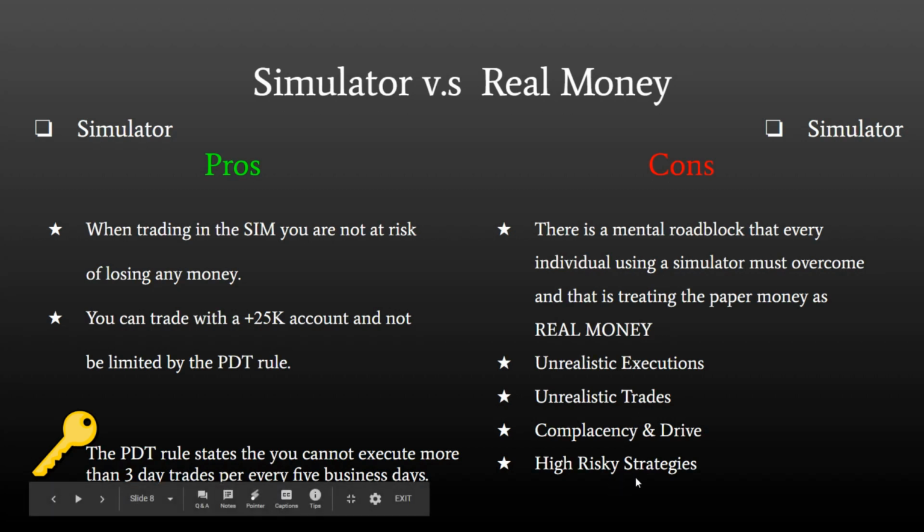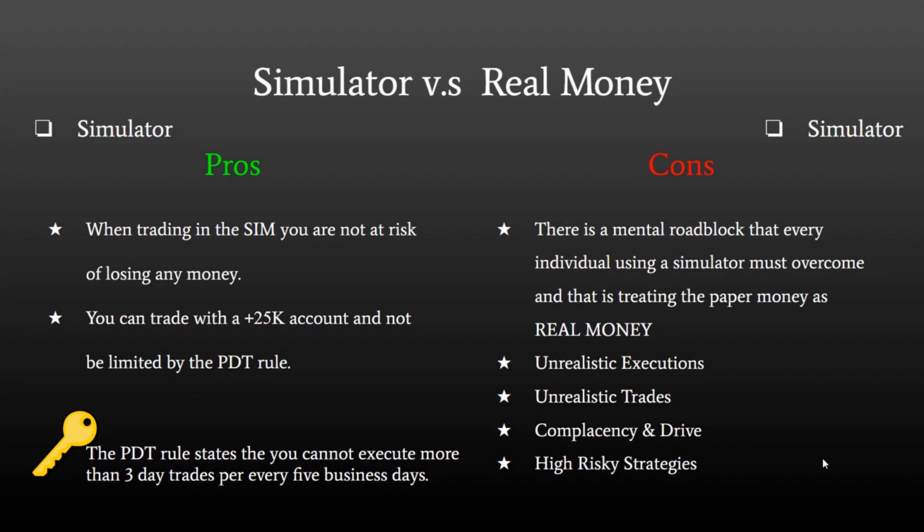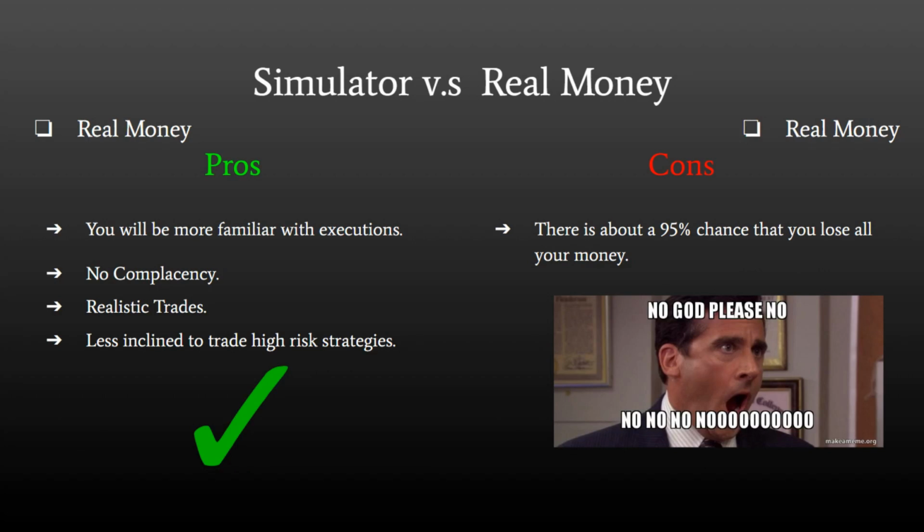High risk strategies, this ties right back into unrealistic expectations and trades. So those are the pros and cons for the simulator. Now, the pros and cons when using real money.